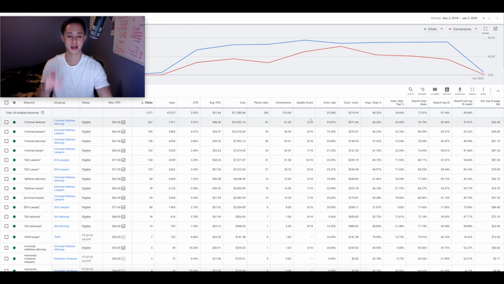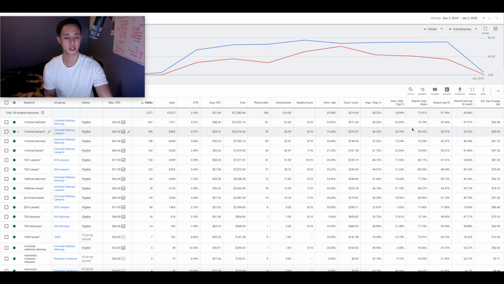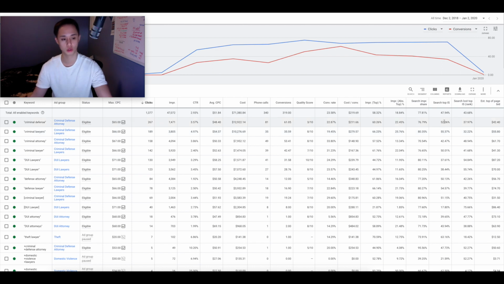It always comes down to your quality score and your max cost per click. If you're willing to bid more, then you're going to increase your chances of winning that top spot on Google, right? So that's search top impression share. That's something else that I look at. If that starts falling, then I'm going to want to adjust some things, and it's most likely going to be your max cost per click. Anytime you increase that, you're bidding more, and you're going to get that top spot to get your ad on the top of the page on Google.